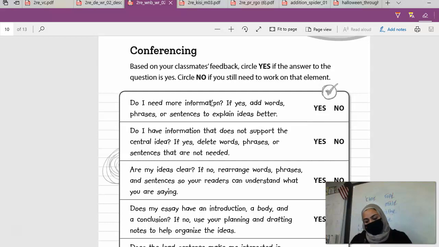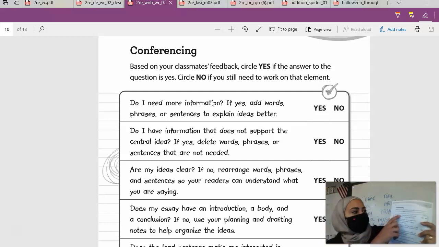So, the first part says, do I need more information? Your buddy is going to take your paper and read it. Let's say me and Jasmine are working together, and I say, okay, Jasmine, who's going to go first? She'll say, I'll go first. So I'll say, okay, give me your paper. I'll read Jasmine's paper. After I read her paper, I'm going to look at this and see, does she need more information, or does it all make sense?